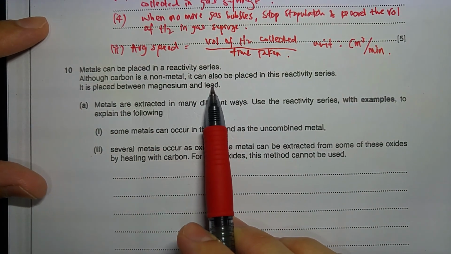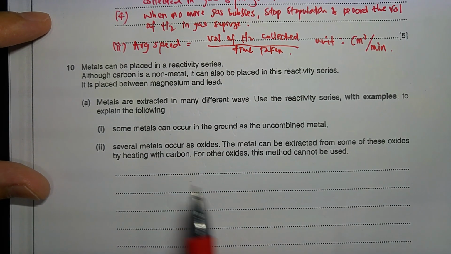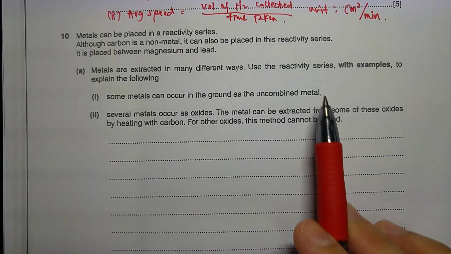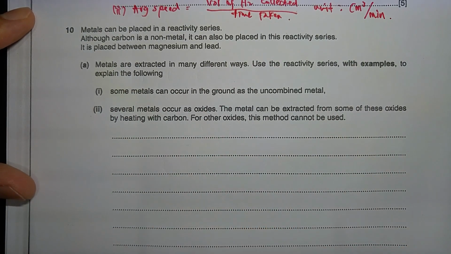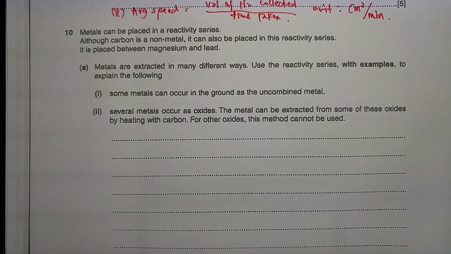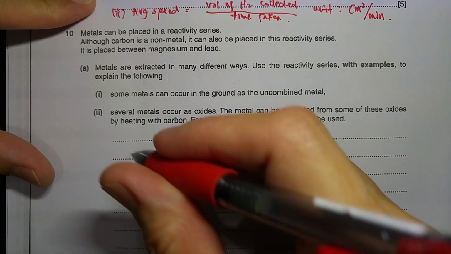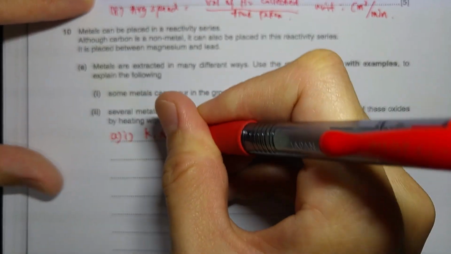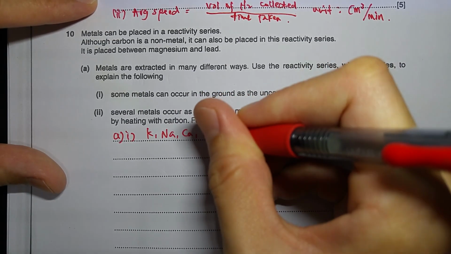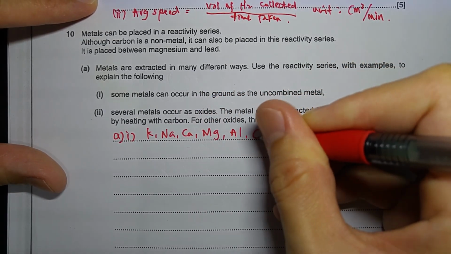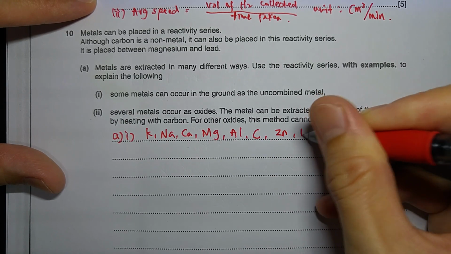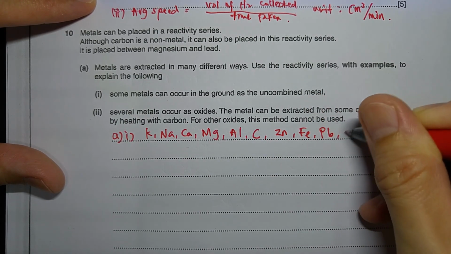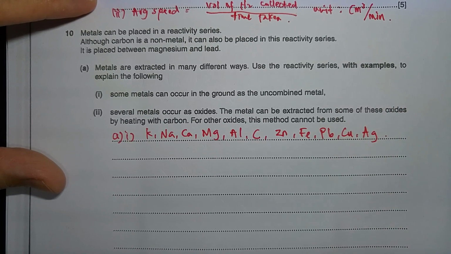It is placed between magnesium and lead, okay, carbon. So metals are extracted in many different ways. Use the reactivity series with examples to explain the following. So you have to use the reactivity series. So it's actually better to just write out the reactivity series. Okay, so remember, you got to memorize this. Okay, the reactivity series, your carbon is here.